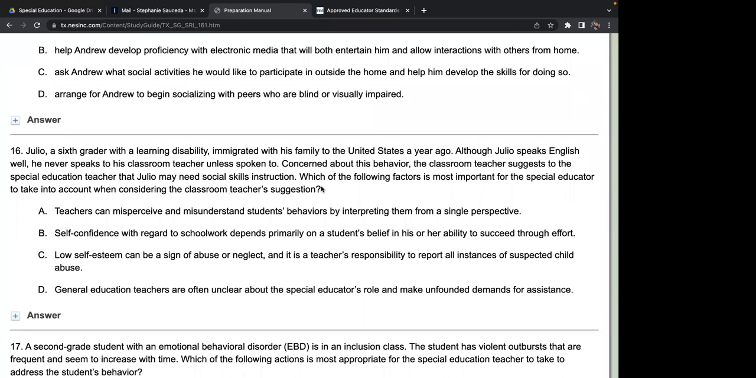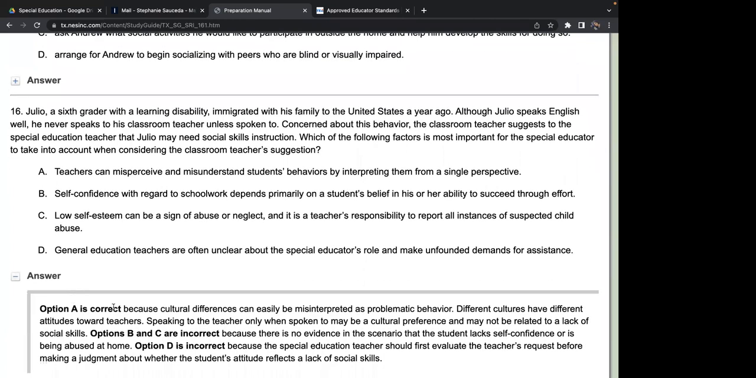It might just be the way that where he immigrated from previously, students interact with educators, which is different from so many different cultures. The level of respect, just the whole interaction with immigrant students is very different. So teachers can misperceive, and cultural differences can easily be misinterpreted as problematic behavior.